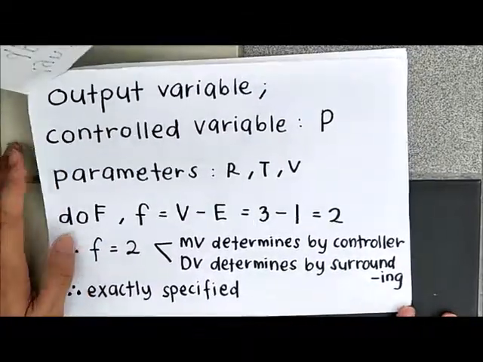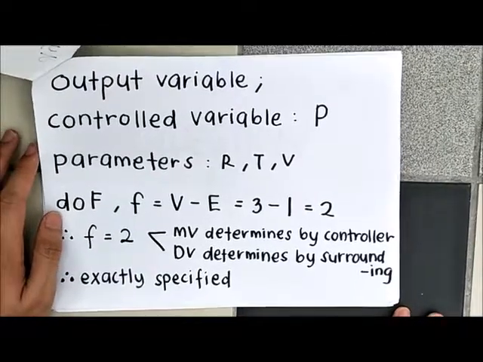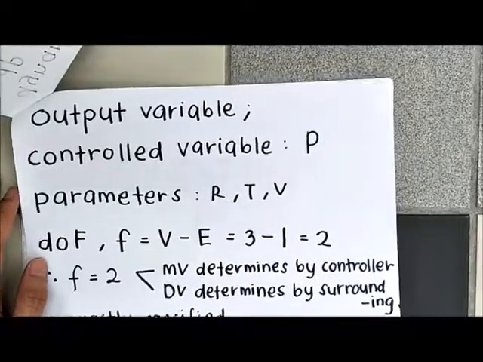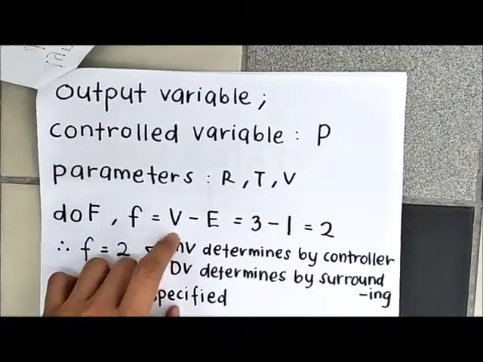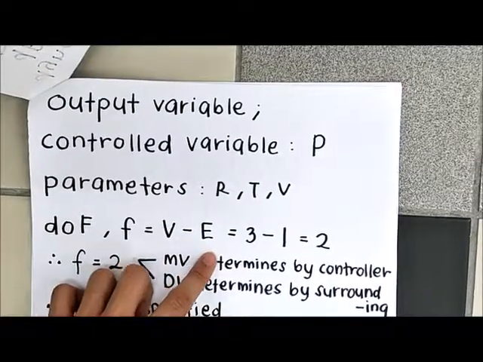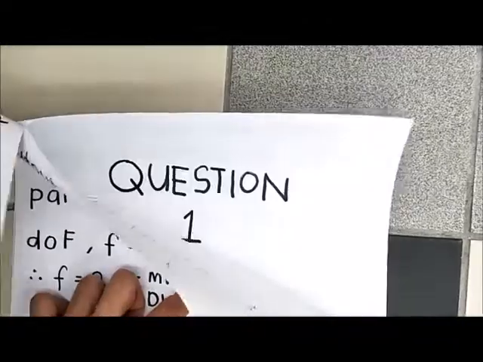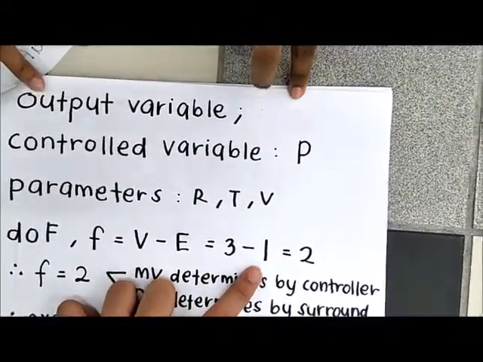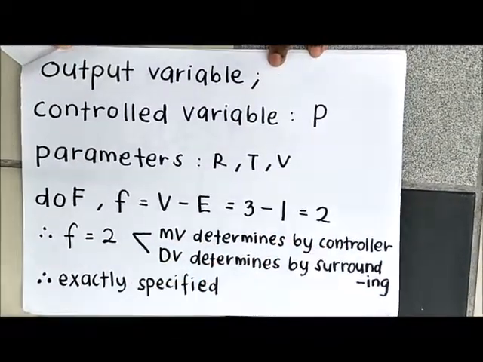Okay. For output variable, the control variable is P, the parameters are R, T and V, and we also have to measure the degree of freedom. Degree of freedom is the variable minus the equations. Since there are three variables, which are P, Qi and Q, we have 3 minus the equation. We only have one equation, so the degree of freedom is 2.